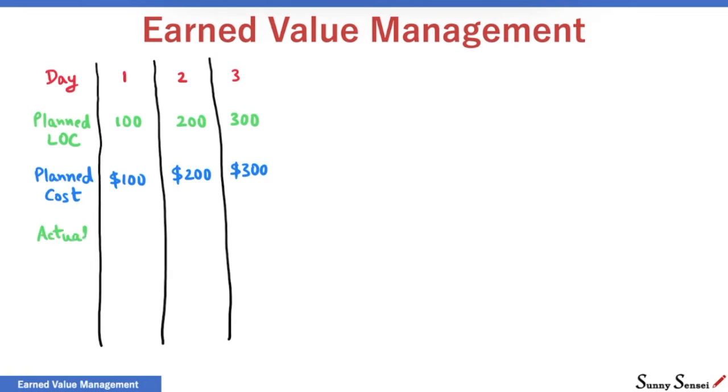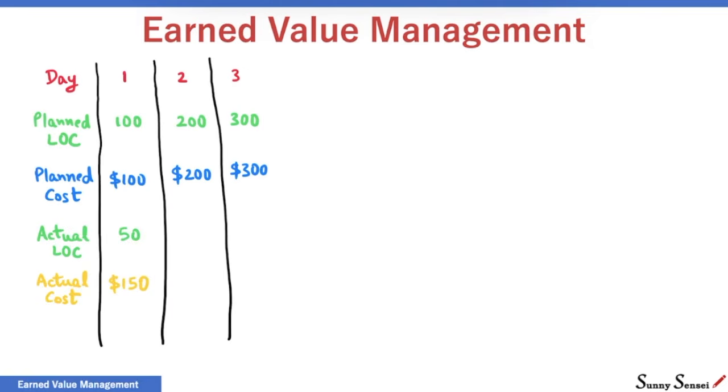At the end of day 1, the engineers could manage just 50 lines of code and $150 are spent. The project is clearly in bad shape. What actions do we need to take to bring the project back on track?